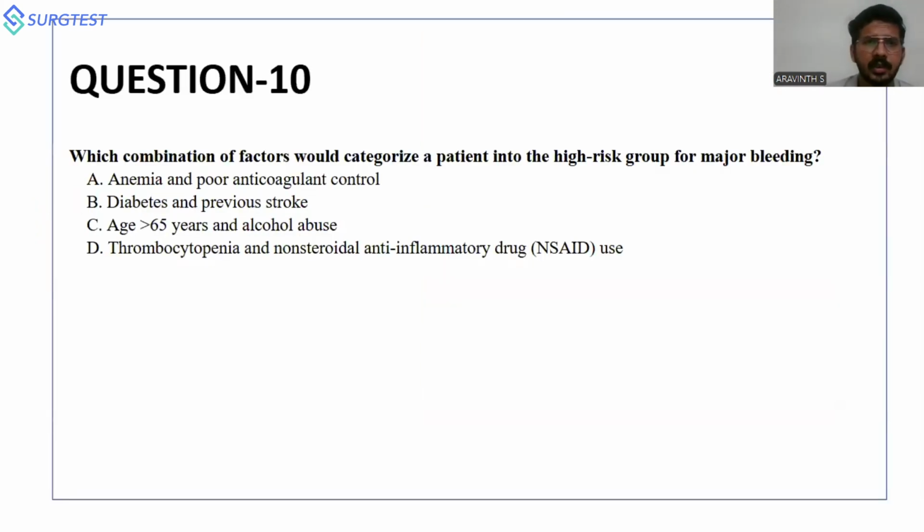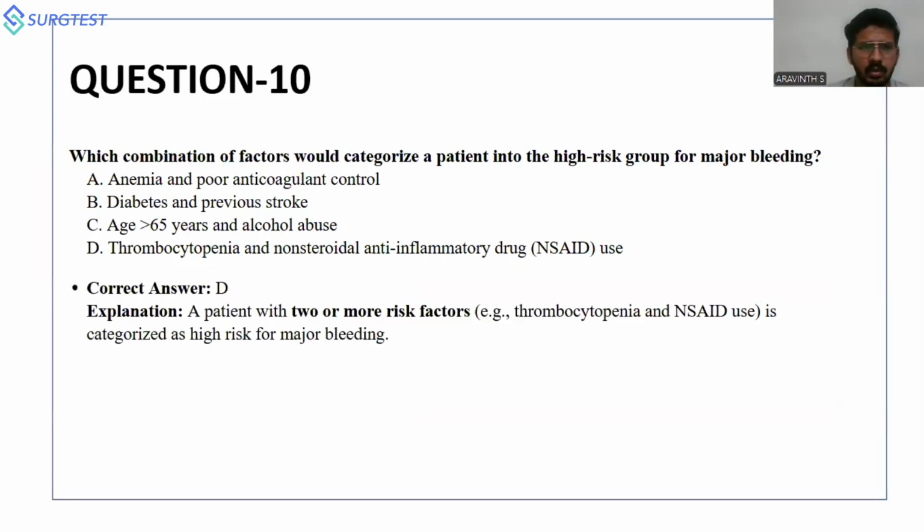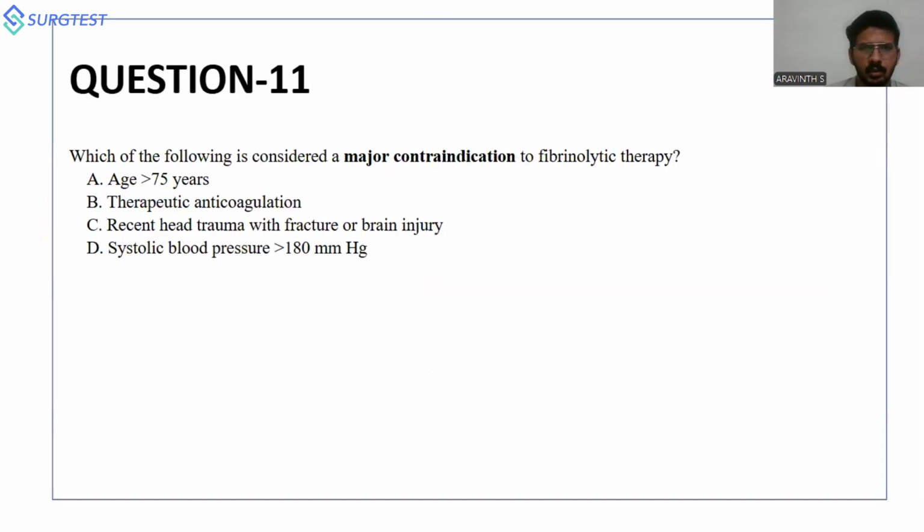Which combination of factors would categorize a patient into high risk group for major bleeding? I just told you. The answer is a patient with 2 or more risk factors, especially thrombocytopenia and non-steroidal inflammatory drug use. So these are two major risk factors. Among all the available risk factors, thrombocytopenia and NSAIDs have the highest potential for risk of bleeding. We'll go to more useful questions.